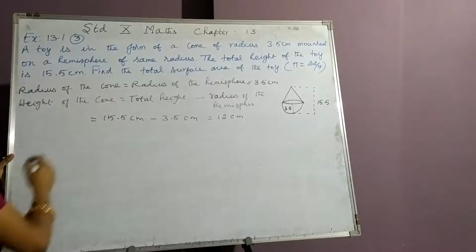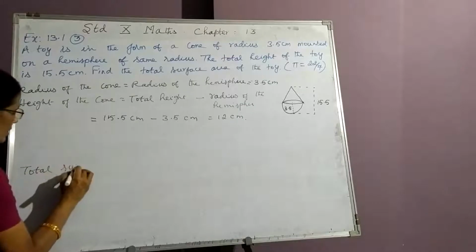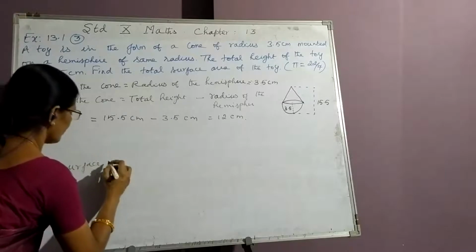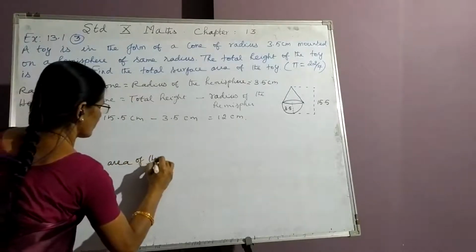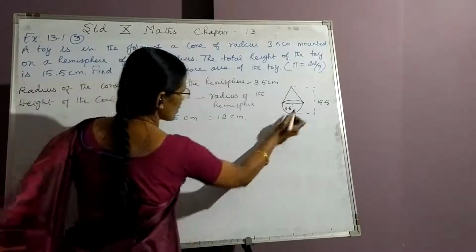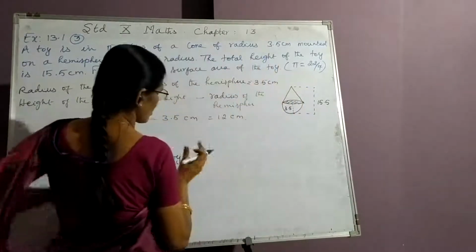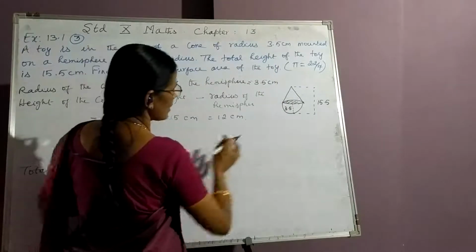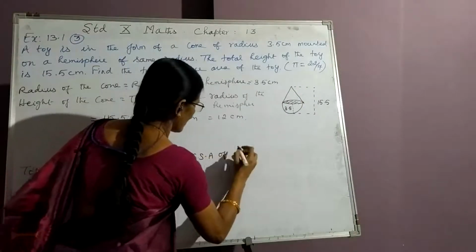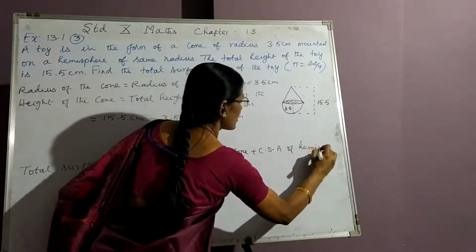Okay. The question is find total surface area of the toy. Total surface area of the toy is, it has two sections, cone and a hemisphere. This portion is unseen, therefore we don't calculate this. Only this portion and this portion we take because it got mounted and we want surface area. Therefore this portion is seen and this portion is seen. So it is CSA, curved surface area of cone plus curved surface area of hemisphere.